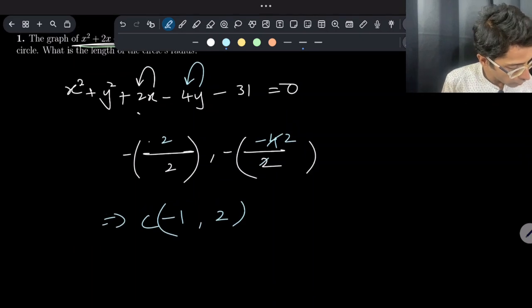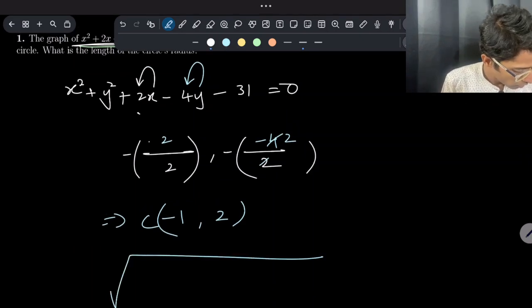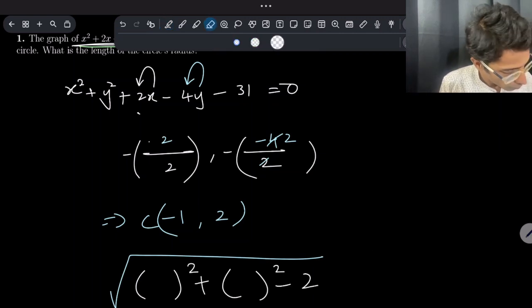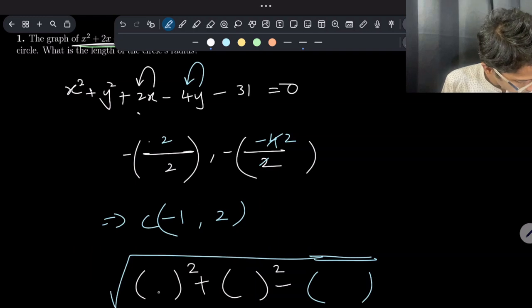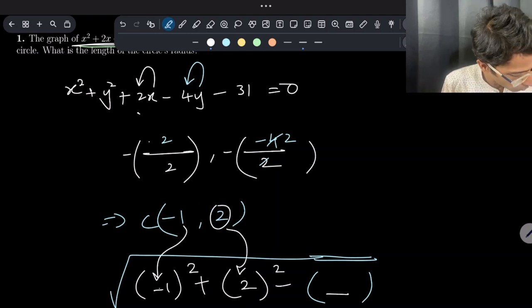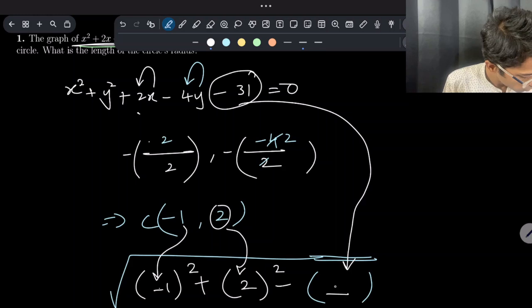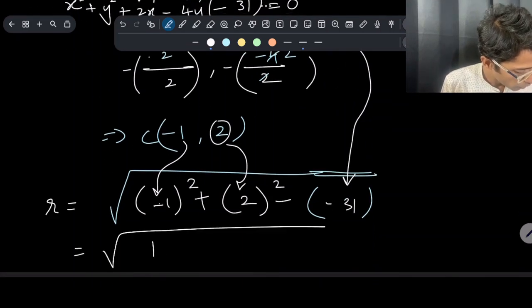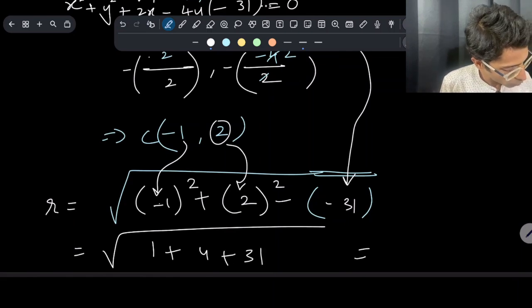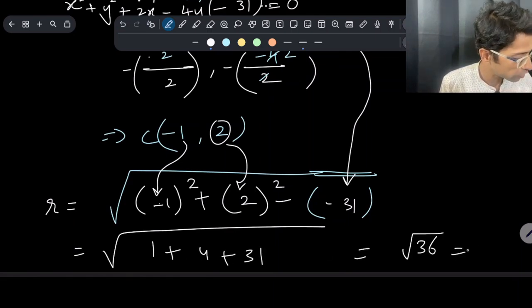And then if you want to find the radius of the circle, here is how you do it. In this bracket, you should drop in whatever is here, so that will be minus 1. In this particular bracket, you drop in whatever is sitting here, which is 2, and here you should drop in whatever is sitting here, which is minus 31. And that is your radius of the circle. Let's find it out. 1 plus 4 plus 31, which is 31 plus 4, 35, 35 plus 1, 36, square root of 36 is 6. So that is the radius of the circle.